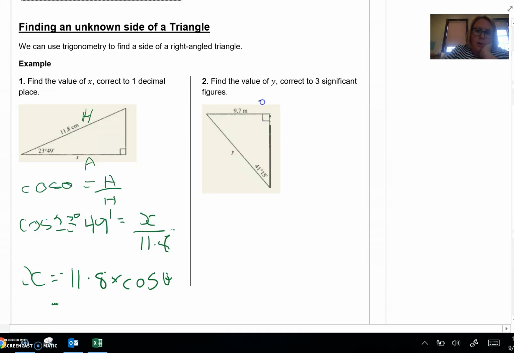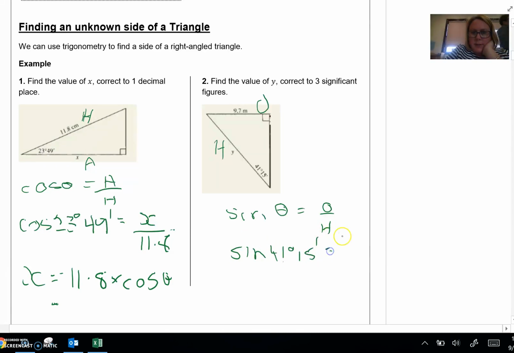We find the opposite side and the hypotenuse, so we know it's sine. Sine theta is opposite over hypotenuse. The sine of 41 degrees 15 minutes is 9.7 over h.